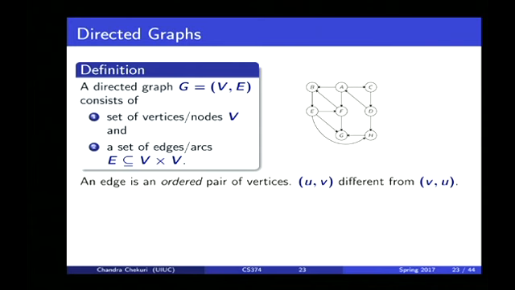So how many edges are possible in a directed graph? If there are n vertices, what is the maximum number of edges in a directed graph?